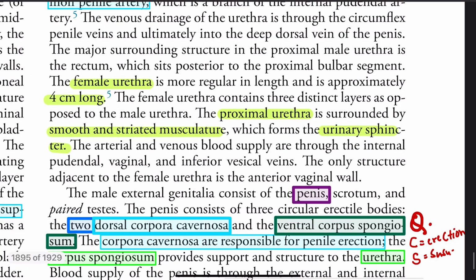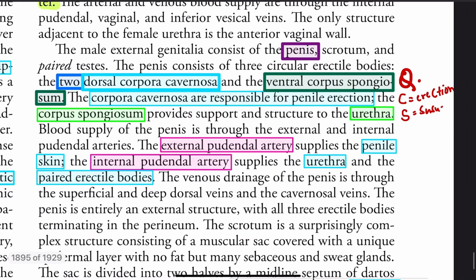Then the female urethra length is 4 centimeter, and the proximal urethra is surrounded by smooth and striated muscle, which forms the urinary sphincter. That is the proximal urethra. Now come to the anatomy of the penis.